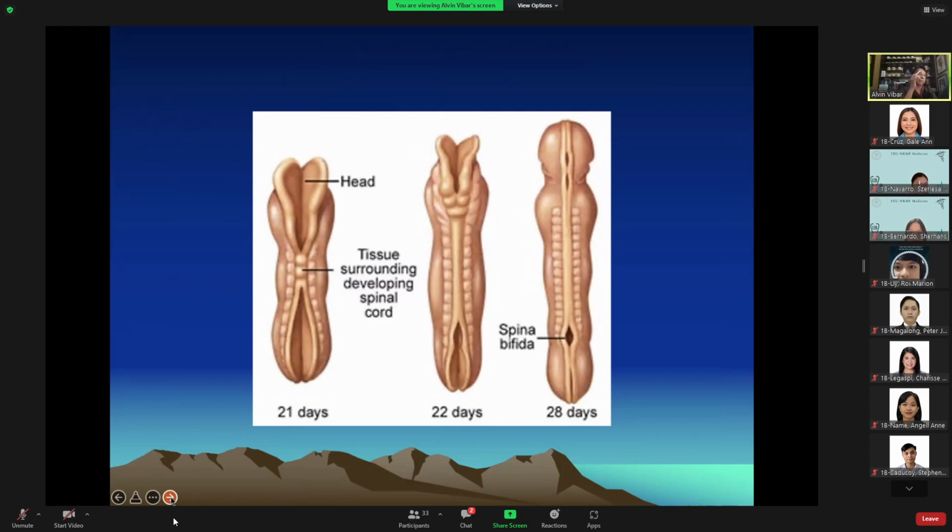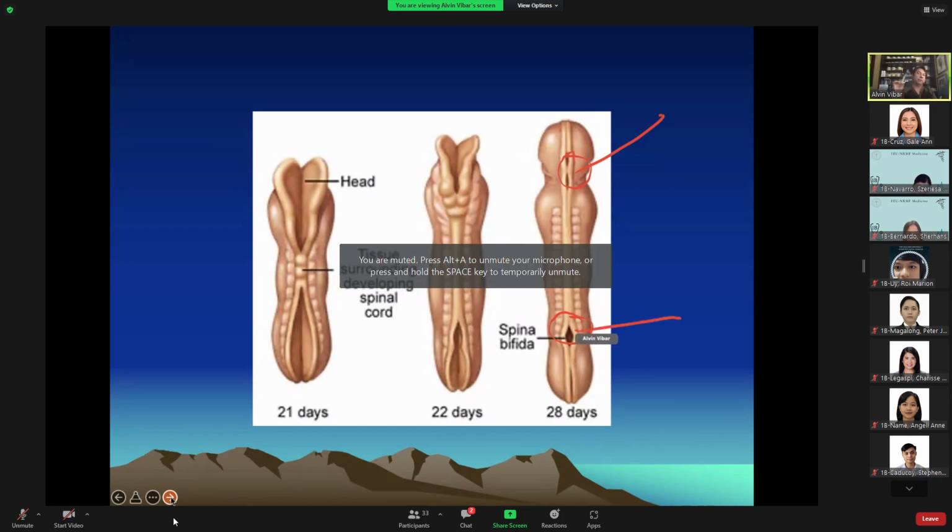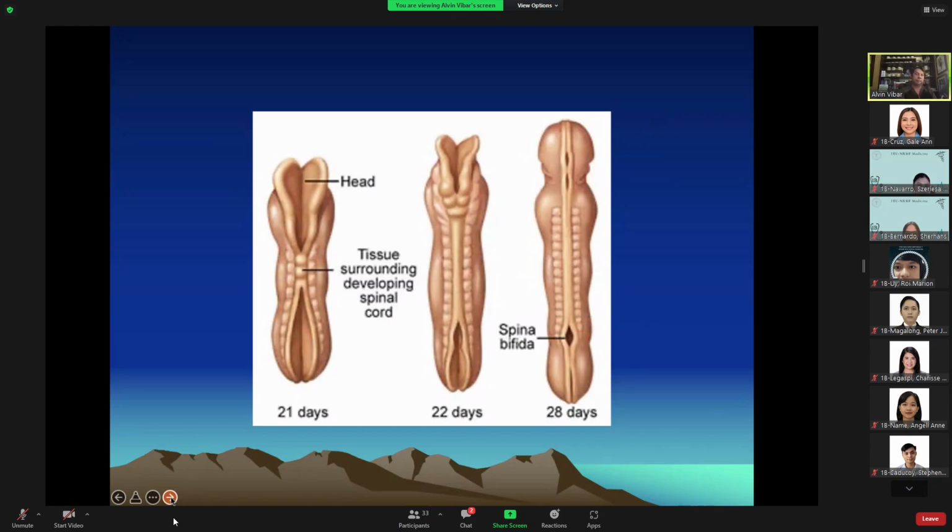Okay. This is the neural tube, the developing neural tube. And this will be your neuropore. So it should close. Otherwise, napakadali. Pag hindi nagsara si cranial neuropore, that will lead to anencephaly. Pag hindi nagsara si caudal neuropore, that will lead to spina bifida. Okay pa? Questions so far?